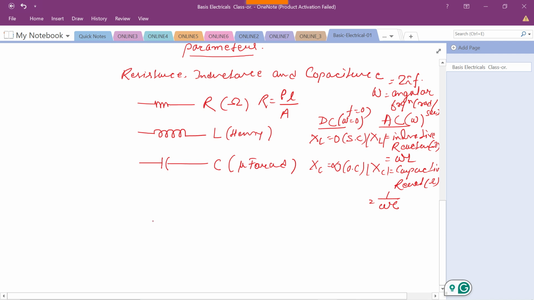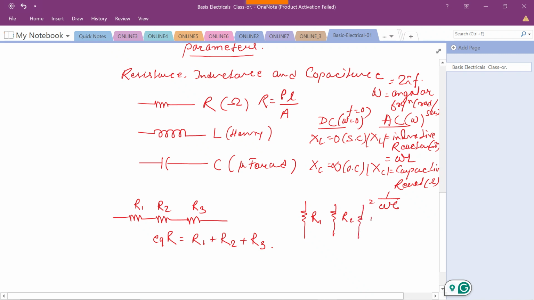Suppose three resistances in series, then what is the total resistance? R1, R2 and R3. The equivalent resistance, when in series, is the summation of the three, R1 plus R2 plus R3. But suppose the same resistances R1, R2 and R3 are in parallel, then what is the equivalent resistance?